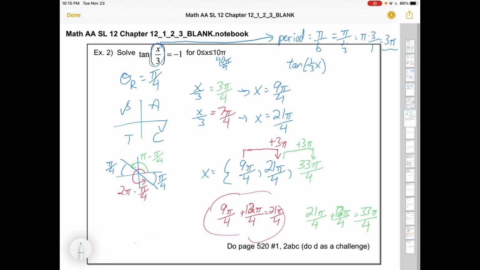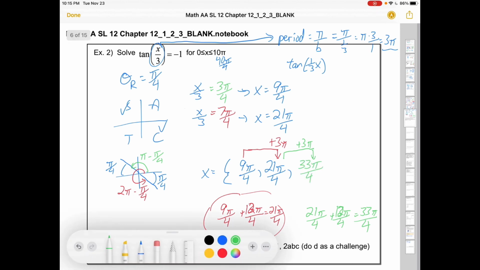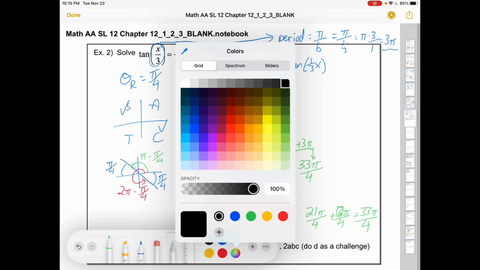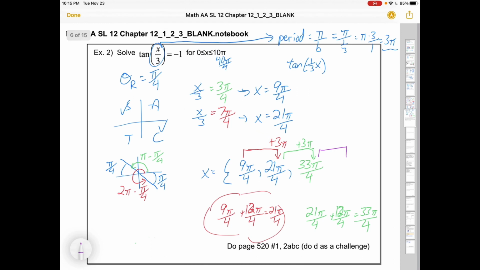There's another answer. Okay. And if I added on another 3 pi, let's try that, plus 3 pi, it would give me 45 pi over 4, which is too far. Okay, it's beyond 10 pi because 45 over 4 is bigger than 10. So let's get rid of that. It's really just these first 3 solutions.